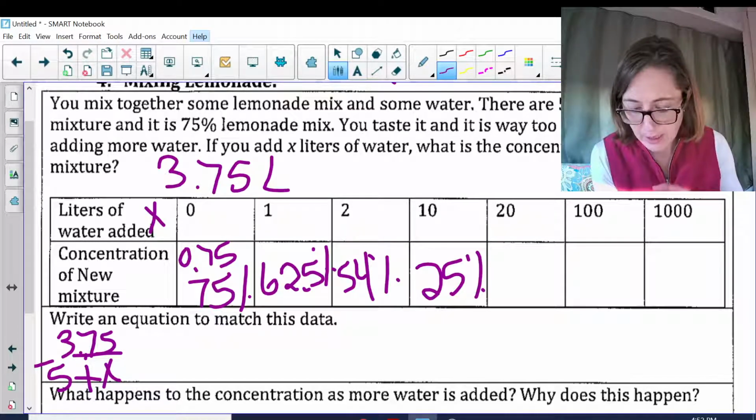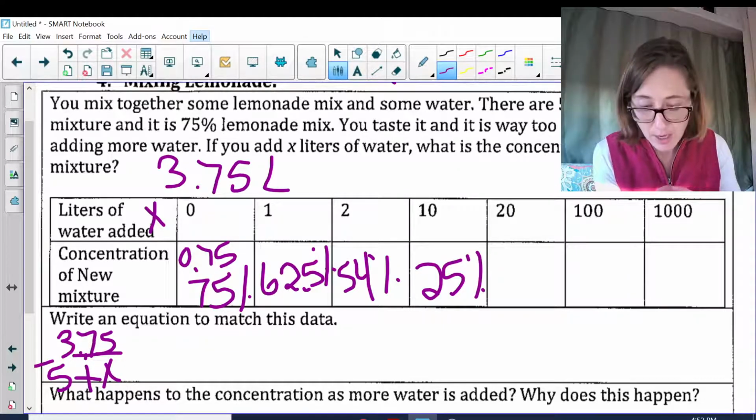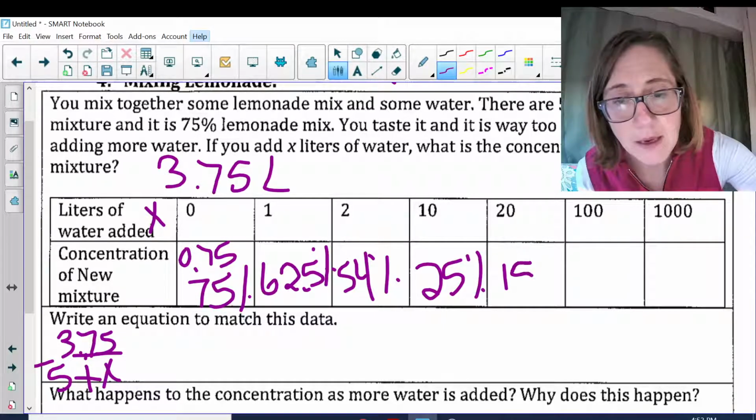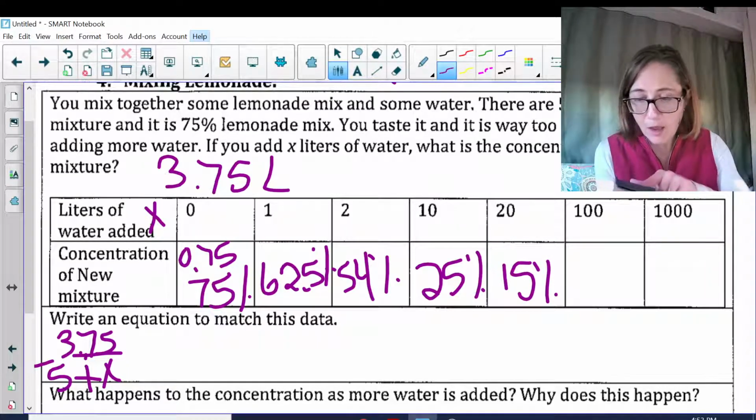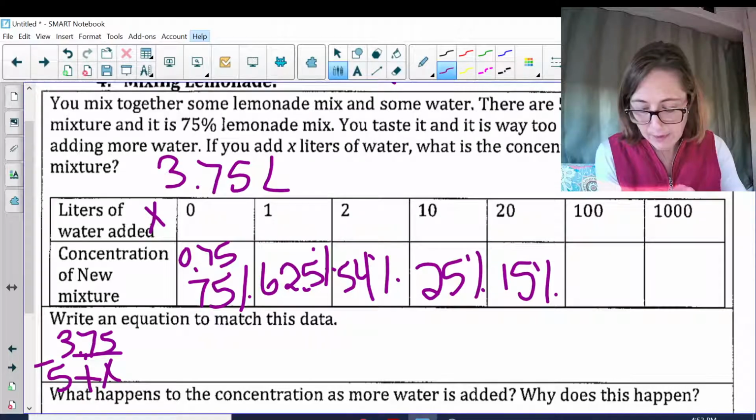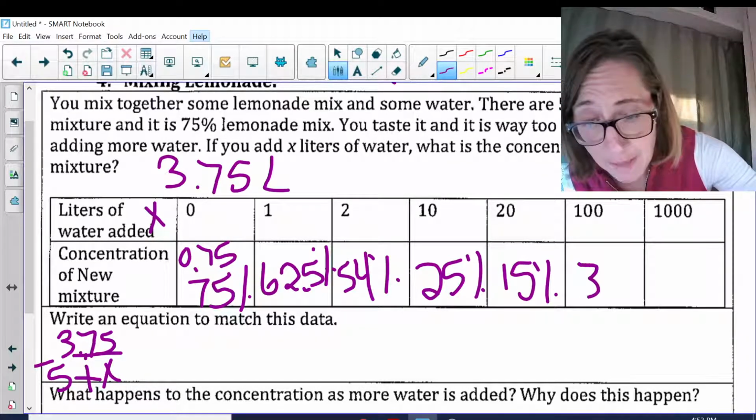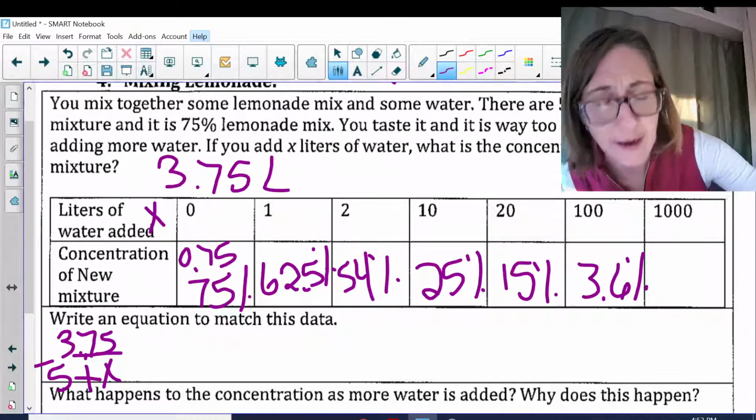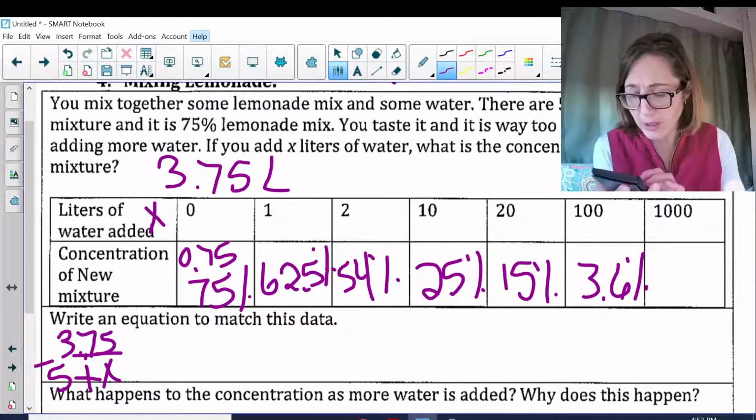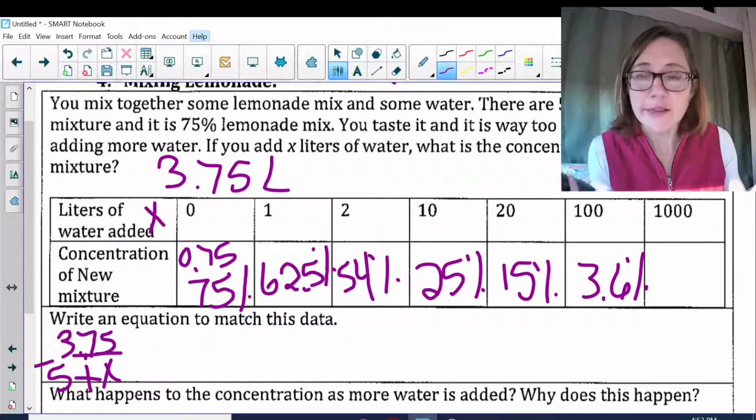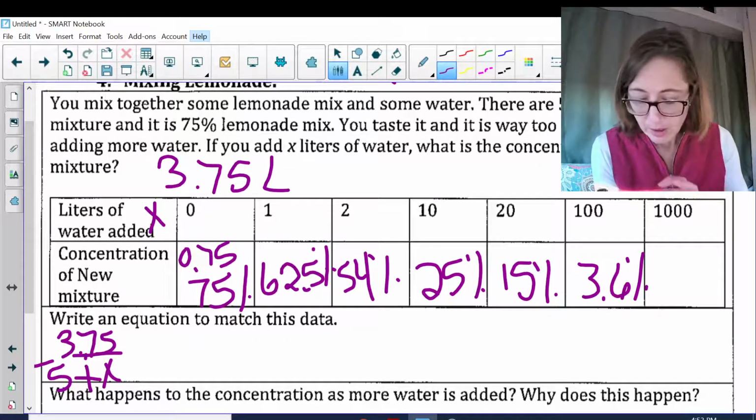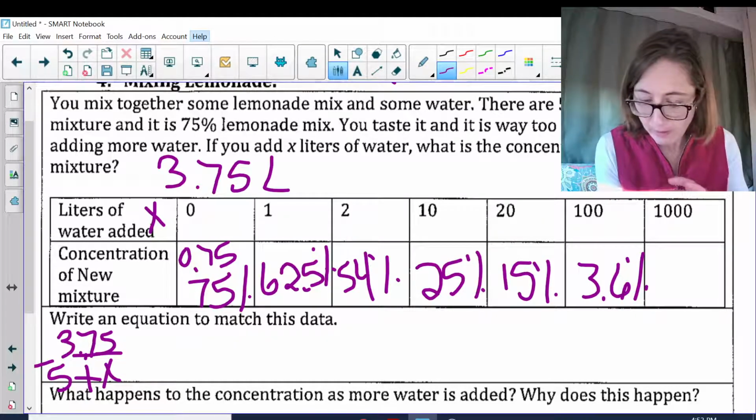So anyway, let me do the one with the 20. So 3.75 divided by, that would be 25. And that gives me a 15% mix. If I add 100, 3.75 divided by, so I'd have to divide by 105. Now it's only a 3.6% lemonade mix. So at some point this stuff is going to be too watery. I would guess that would probably be too watery. But now if you add 1,000 liters of water, you're not even making lemonade anymore. You're just making flavored water. So I'm going to divide by 1,005.